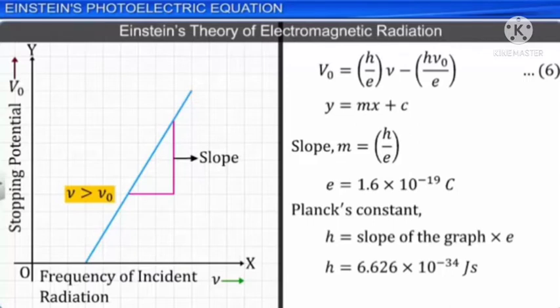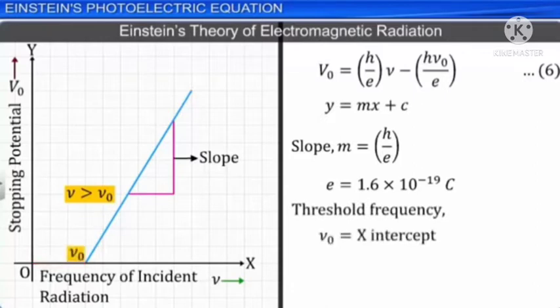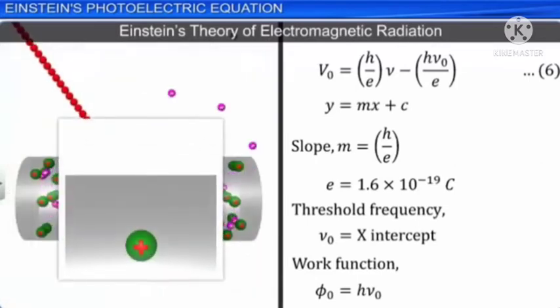The intercept on the x-axis provides the value of the threshold frequency nu naught. The work function of the given metal surface, phi naught, equal to h nu naught, can be determined since we know the value of Planck's constant h. Irrespective of the intensity of the radiation, the photoelectric emission is an instantaneous process, as was experimentally verified.